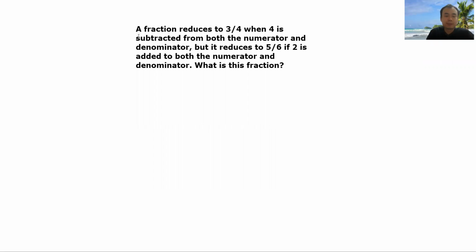Hi guys, a fraction reduces to 3/4 when 4 is subtracted from both the numerator and denominator, but it reduces to 5/6 if 2 is added to both the numerator and the denominator. So what is this fraction? Today we're going to talk about simultaneous equations, and how we form a pair of simultaneous equations to solve this question.